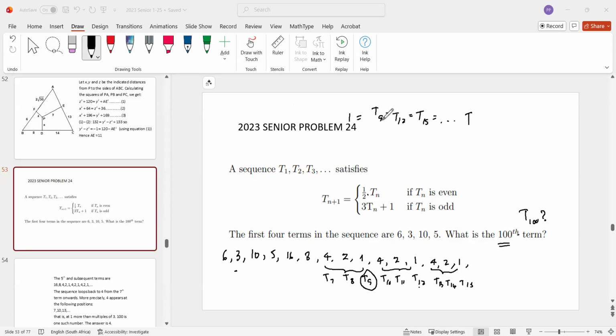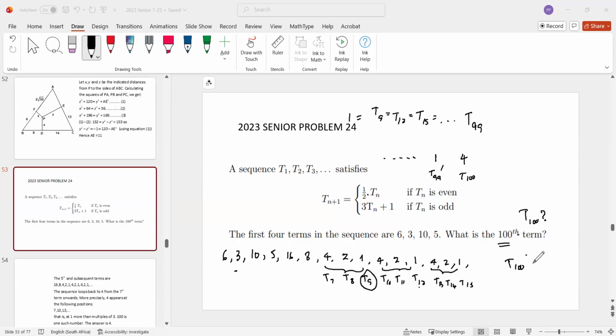Now, this is 3 times 3, 3 times 4, 3 times 5. This has to be 1 as well, because this is also a multiple of 3. So T99 is 1. Now that's an odd number. So for the 100th term, you multiply this by 3 and add 1 to it, and you get 4. So the answer is that the 100th term is 4.